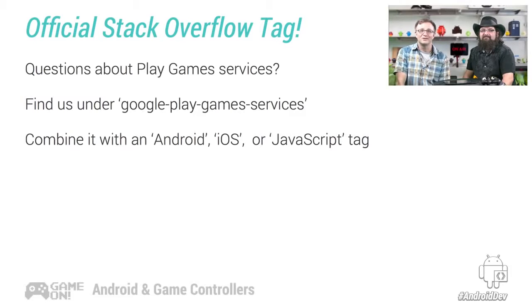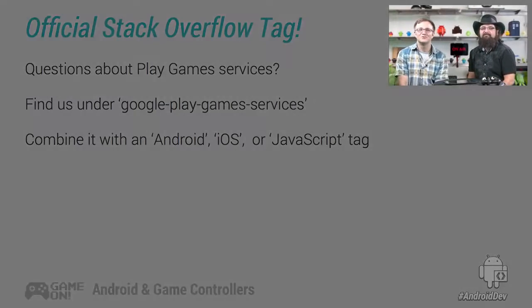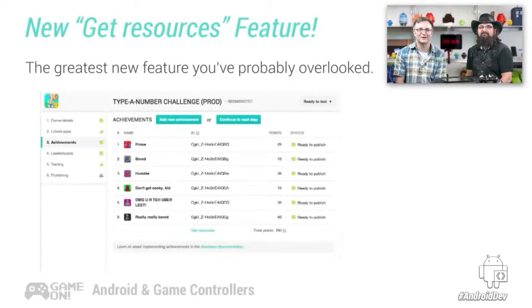Also, there's a great new feature on the Play Games Developer Console. It's the greatest feature that you've probably overlooked because it's like this tiny little link at the bottom, but it's the new Get Resources feature. So you got to check this out. This is from our sample game, the Type or Number Challenge. You'll notice I've got 6 achievements here, and I've got a couple leaderboards. And in the past, I had to kind of copy and paste all of those random strings, and half the time when I clicked on something to try and copy the string, it would take me into the details page, and it was really annoying.